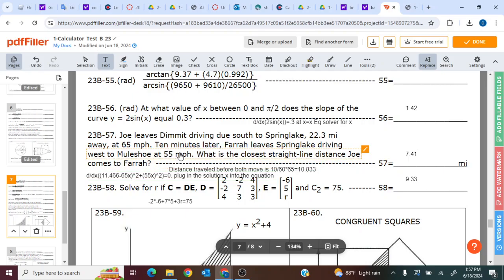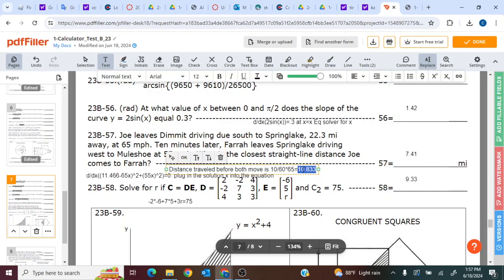Well, after 10 minutes, the distance traveled by Joe is 10 over 60 times your speed. So time times your speed is your distance traveled. That means that you have this amount of distance left to travel until he gets to Spring Lake. And he's traveling that way at 65 miles per hour. So you do that squared, because we're making a triangle, which would represent the closest distance approach. So this is Pythagorean theorem. Plus your 55 miles per hour west speed squared.